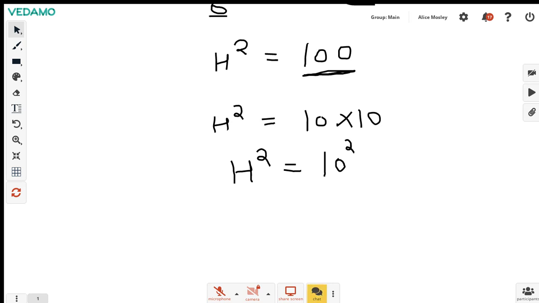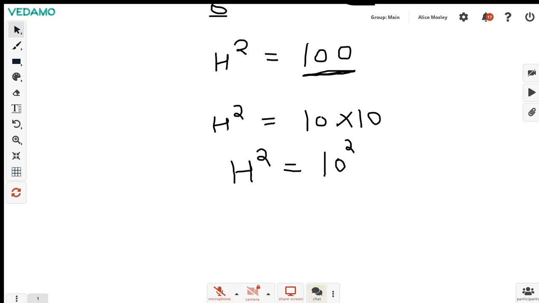Why? Because raised to power 2 is essentially multiplying the number by itself, as we saw. When we saw 8 raised to power 2, we got 8 multiplied by 8. Now I see 10 multiplied by 10, so I can write it as 10 raised to power 2. Now we'll do the simplest of the operations. This is in your calculator as well.